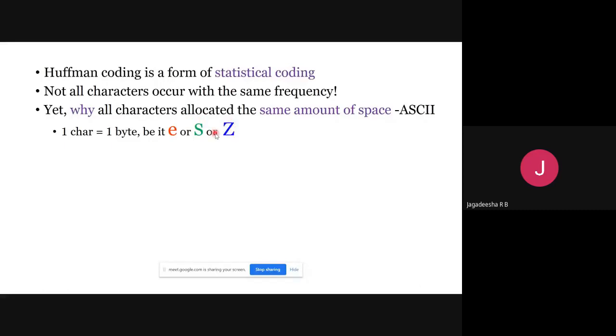But with the existing, well-known way of representation, I should say ASCII character coding, it requires 8 bits or 1 byte for any character. E is represented with 8 bits, S is represented with 8 bits, and even if it is Z, it is represented with the same 8 bits. But it is not necessary to represent every character with the same number of bits. A better coding scheme should consider the probability of occurrence. That is the idea of statistical coding.